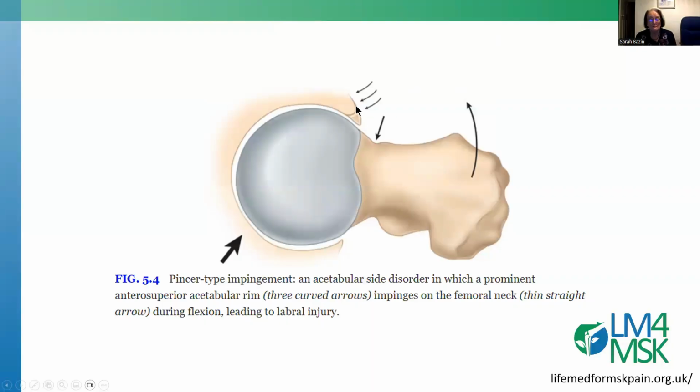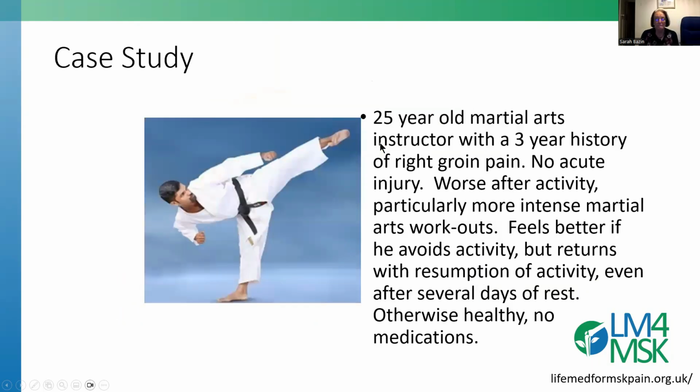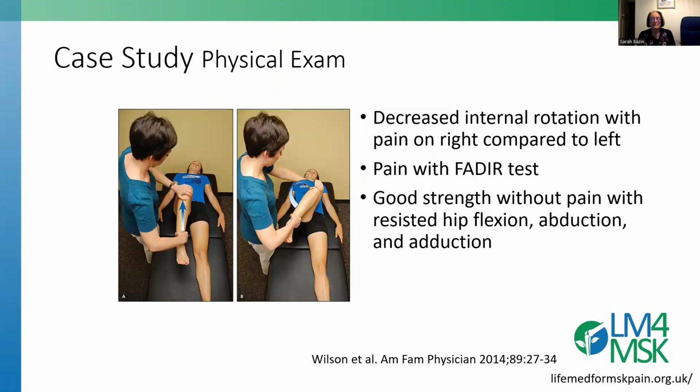Here you can see the pincer type of deformity where the edge of the cup has become larger and it can hit on the neck and cause impingement. Just a case study, a 25-year-old man with martial arts history. He's got a 3-year history of right groin pain.